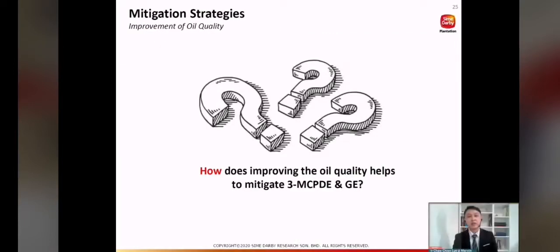As I mentioned earlier, improving oil quality is one of the mitigation methods. The question here is, how does improving oil quality help to mitigate the 3-MCPD and GEs?